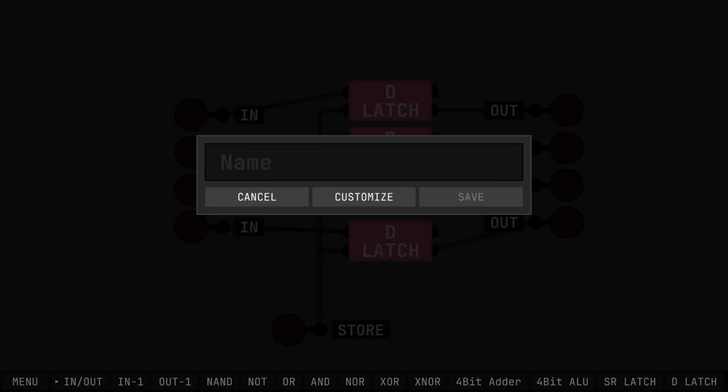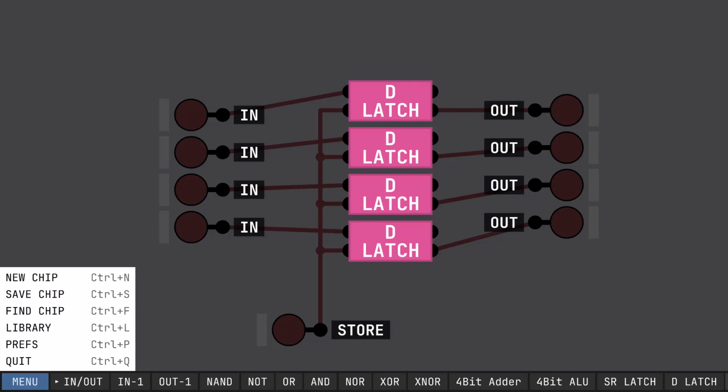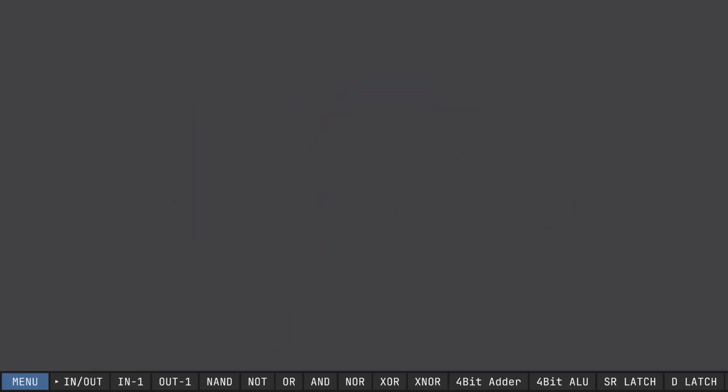Now we can save this as a 4-bit data latch register. These are called registers, by the way. More than 1 bit of memory are called registers.